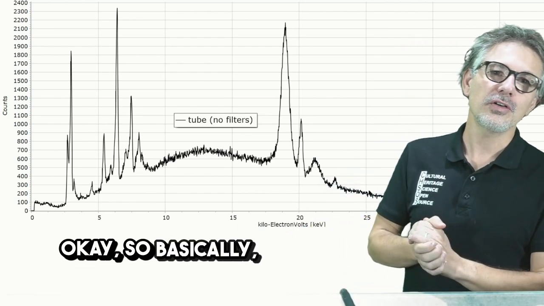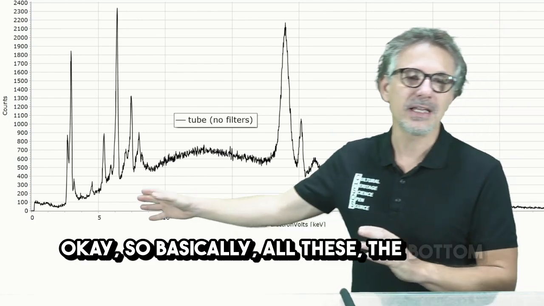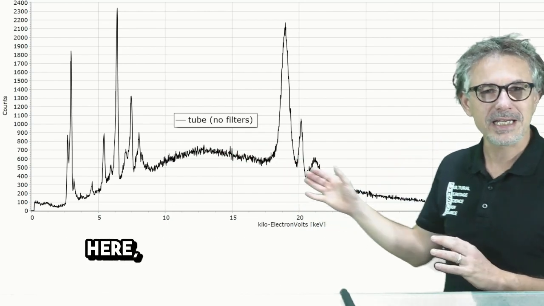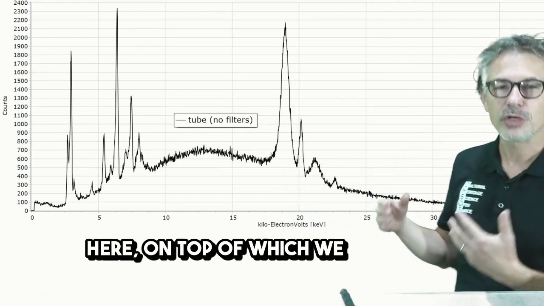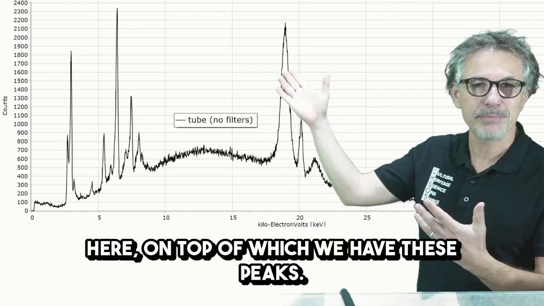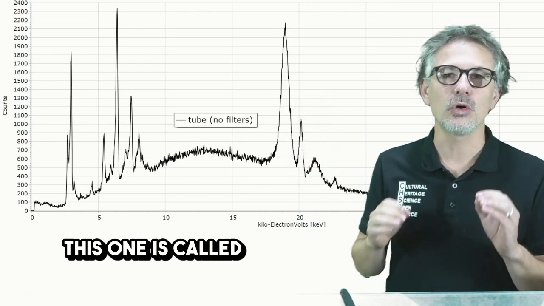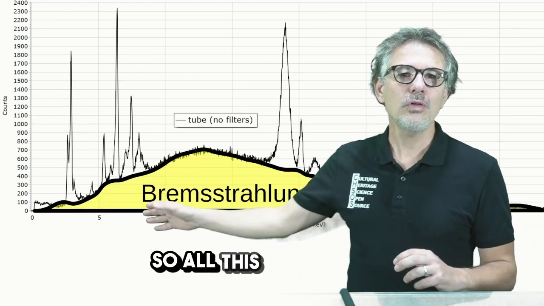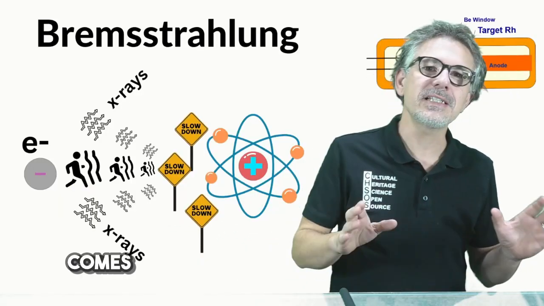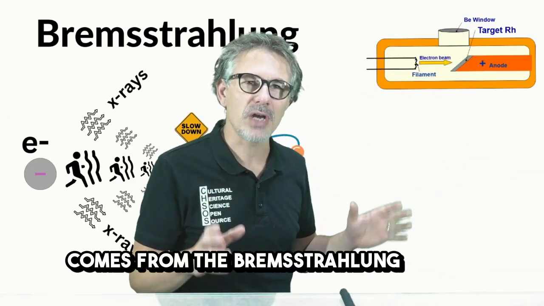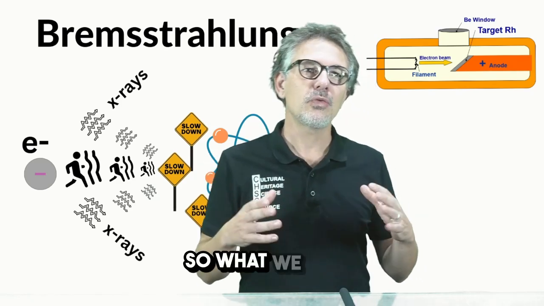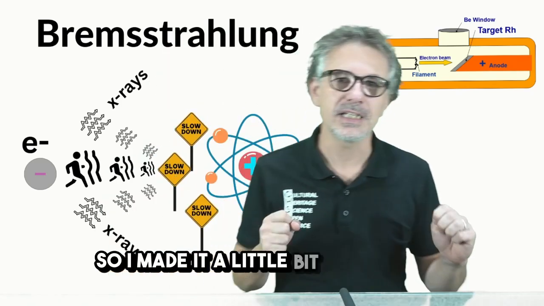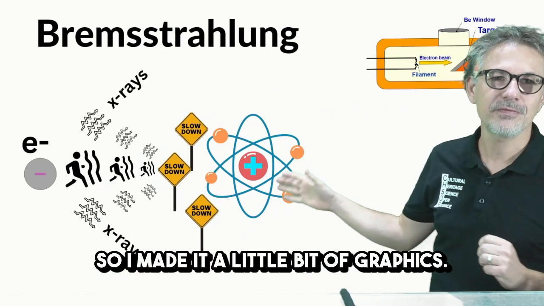Okay, so basically all the bottom area over here, on top of which we have these peaks, is called Bremsstrahlung. There it is. So all this ground comes from the Bremsstrahlung effect. So I made a little bit of graphics.